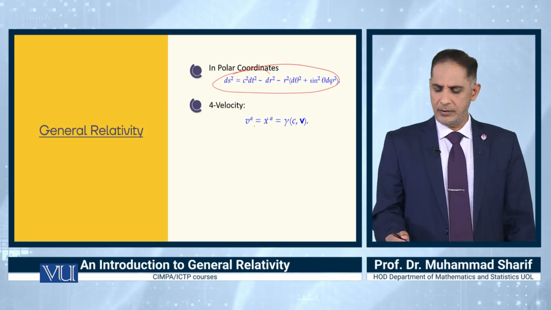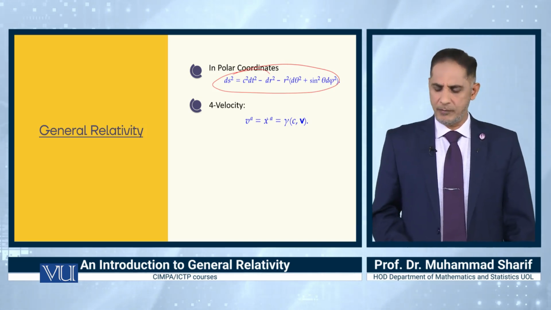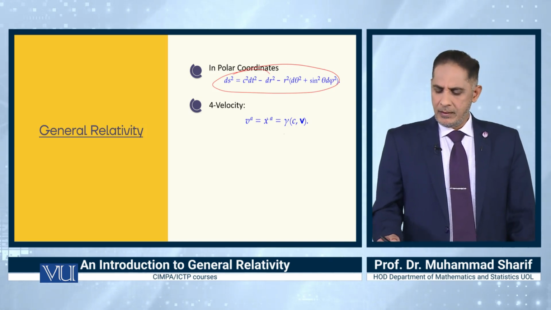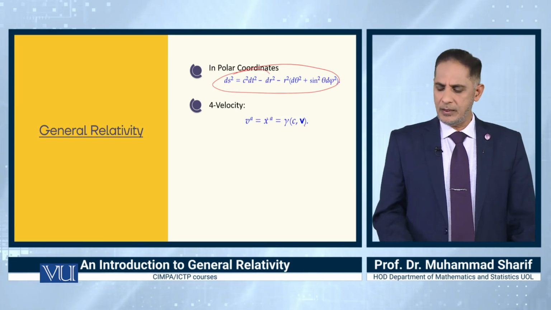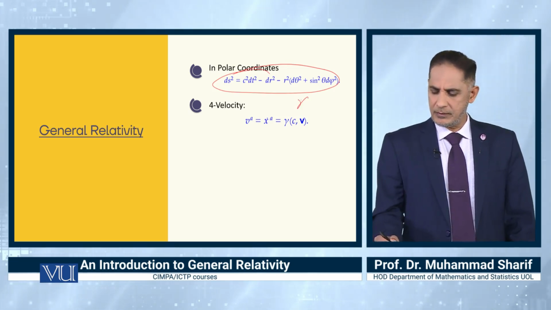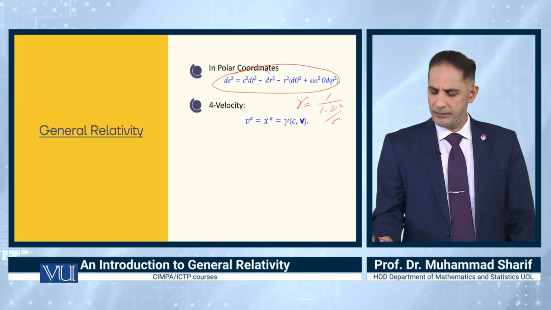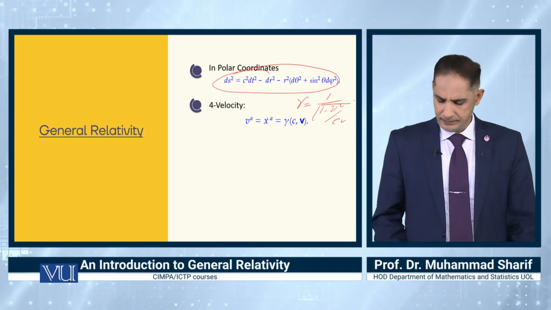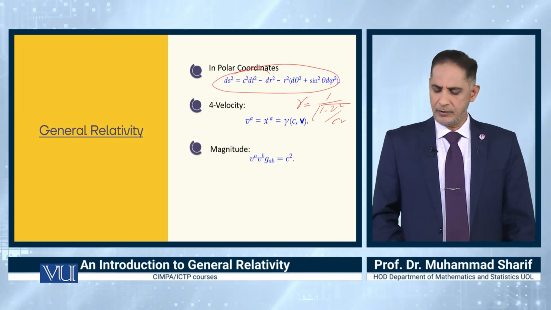This dot represents the derivative of the 4-vector with respect to the proper time. Here c is the speed of light, v is the usual velocity in 3 dimensions, and gamma is the factor which is given here like this, 1 minus v square over c square. We can calculate its magnitude.